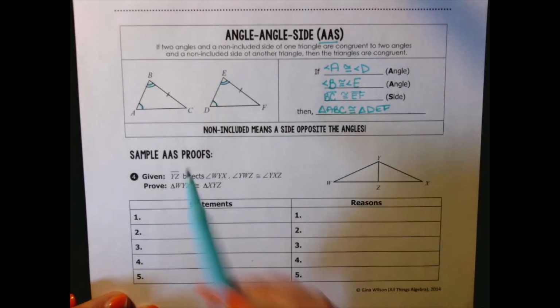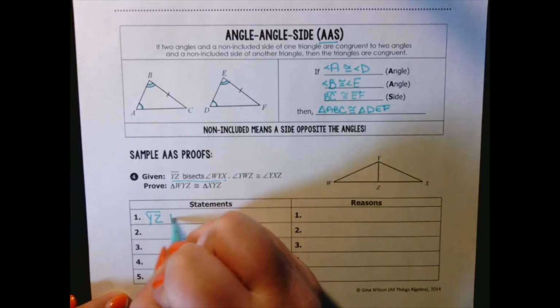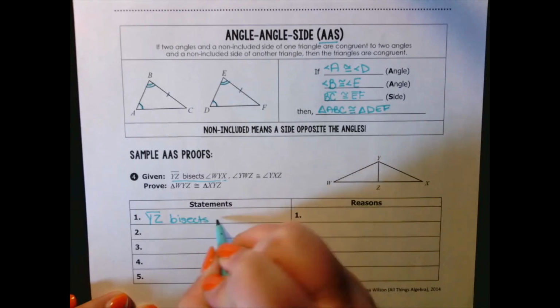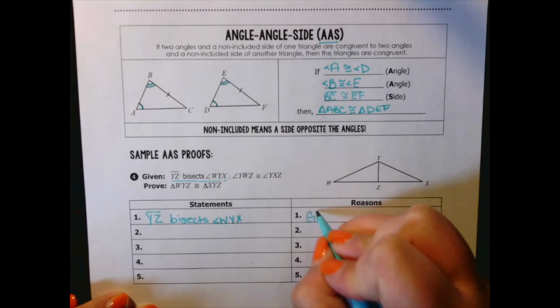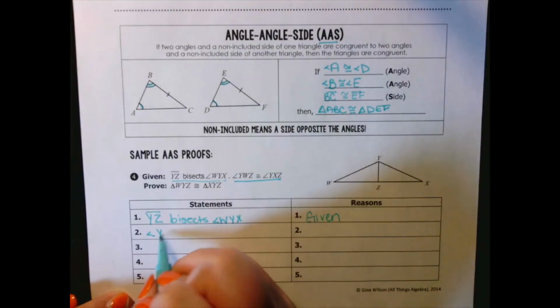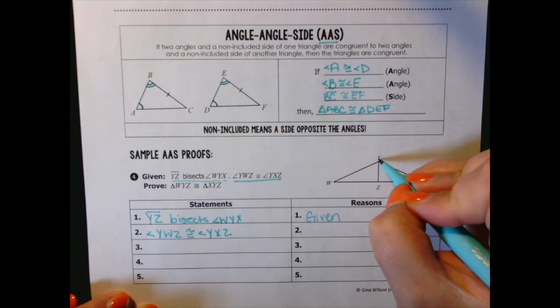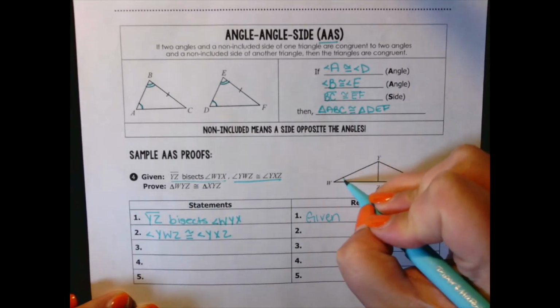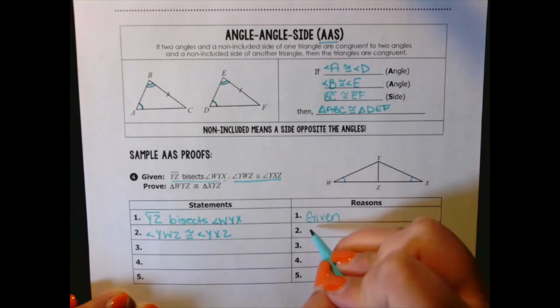So statement 1, we're always going to start with our first given. So we're going to have YZ bisects angle WYX. And that reason is going to be given. Then we're going to go ahead and put down our second given statement. So we have angle YWZ is congruent to angle YXZ. So those two angles are congruent. That is given.